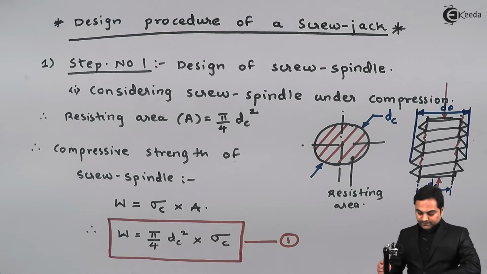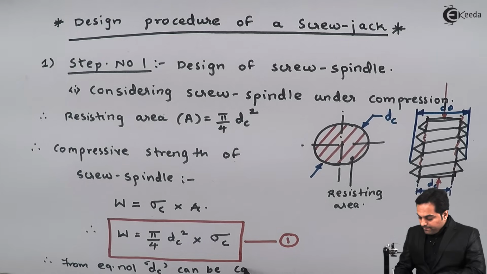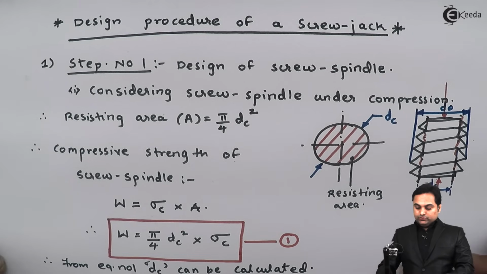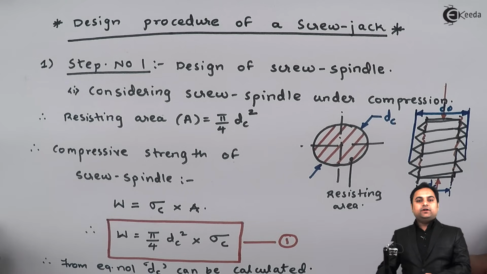So I'll say that, therefore, from equation number 1, DC can be calculated. So this was considering the screw spindle under compression.